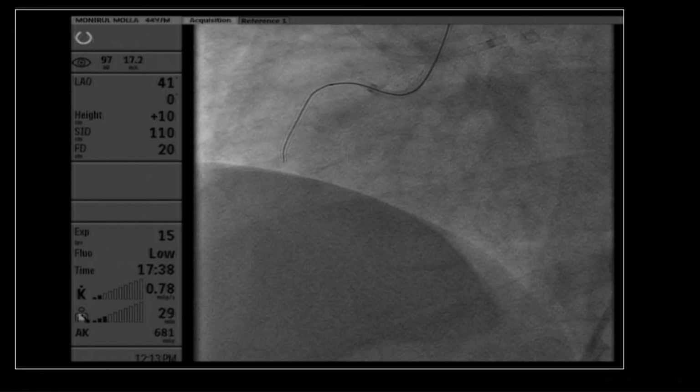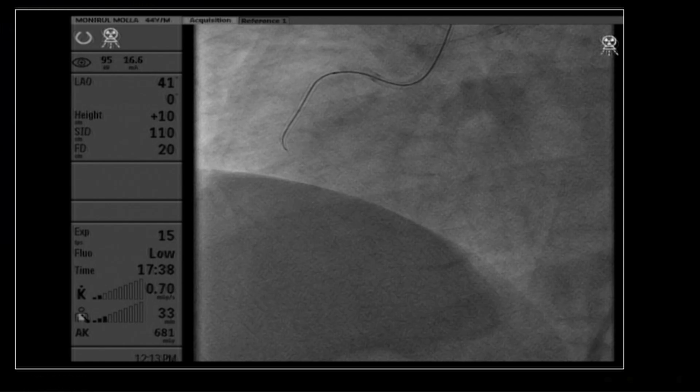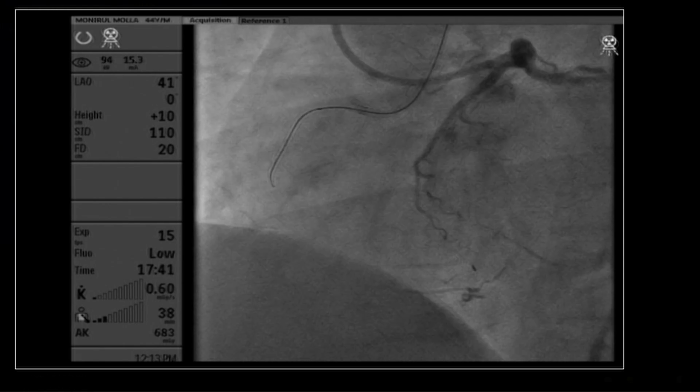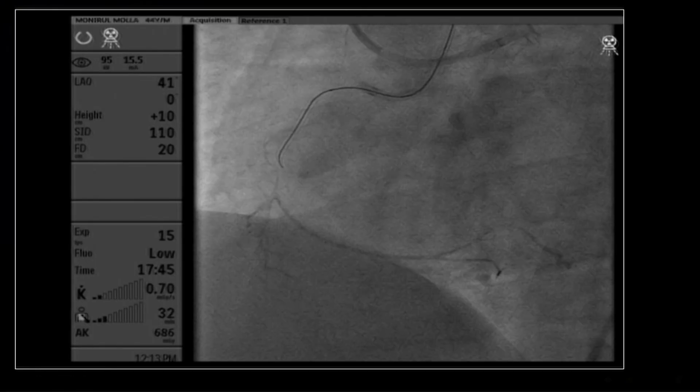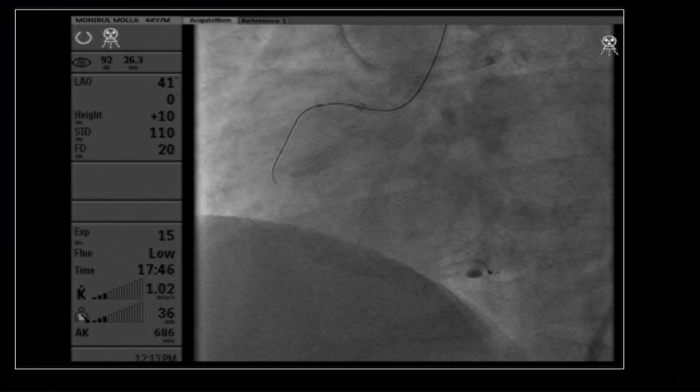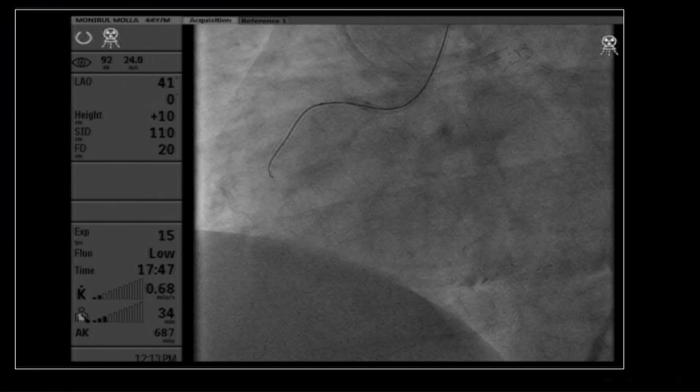Left injection, please. Okay, so now I am heading a little backwards, so I have to change it.